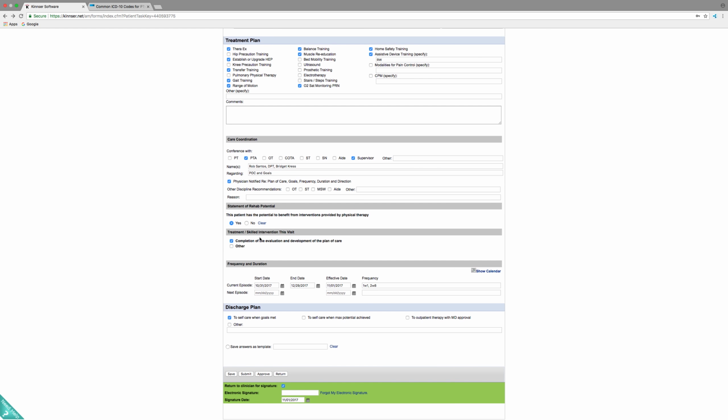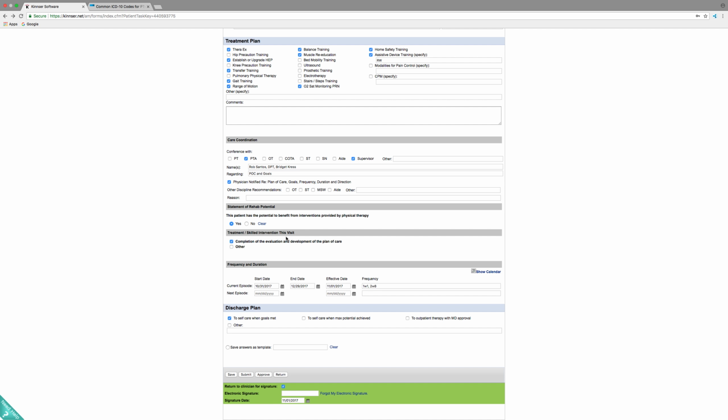Kinnser has made it pretty easy for us over the last few years. They've made this a dichotomous yes or no option here. So, statement of rehab potential. If we're going to see them for therapy, obviously we're planning on their rehab potential to improve. And so, patient has the potential to benefit from interventions provided. The answer is always yes.